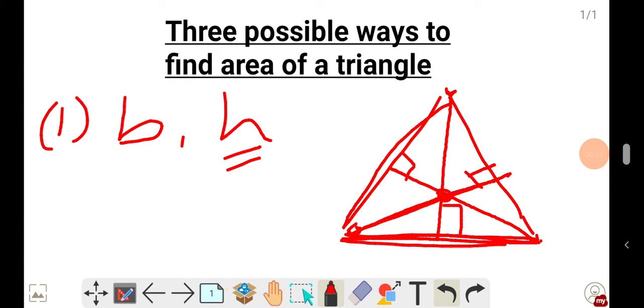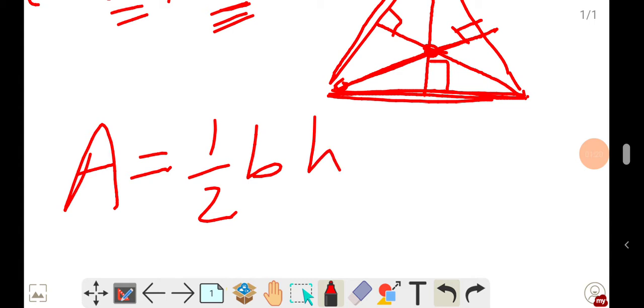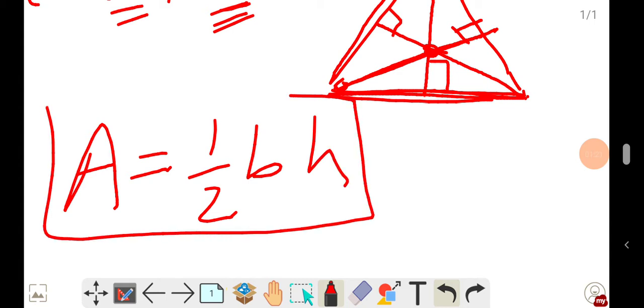These three altitudes are concurrent at a point inside the triangle. This concurrency point is said to be the orthocenter. Anyways, if the base and one of the altitudes and the opposite base of a triangle are given, we can find the area of the triangle by the formula: area of a triangle is equal to half times base times height. This is the most commonly used and applicable formula.